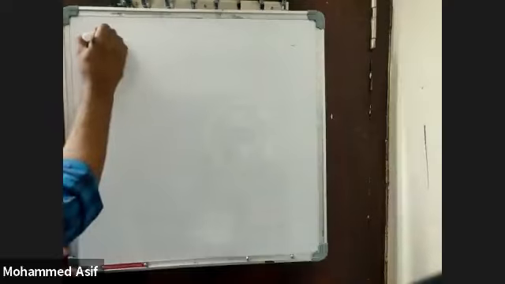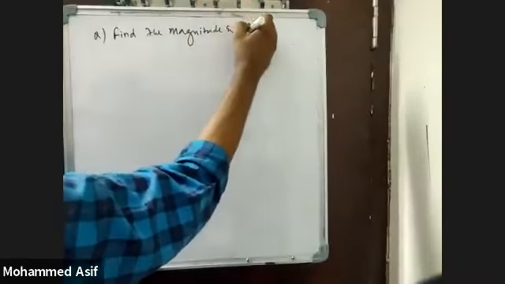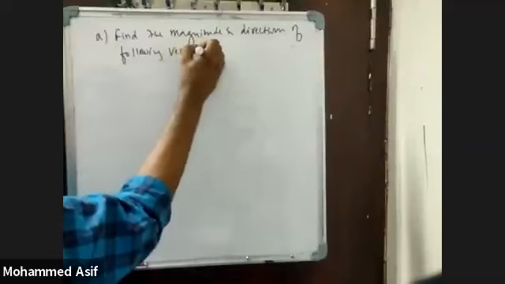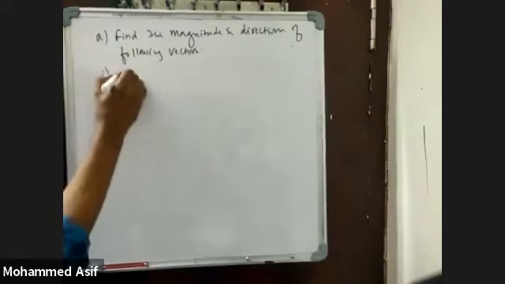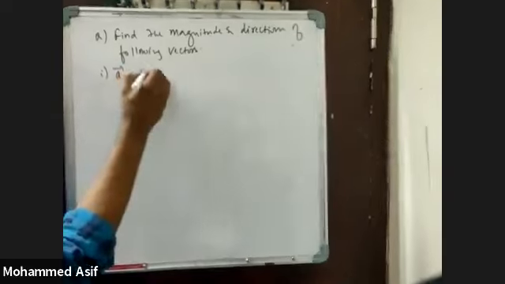Let us try to do some examples. We'll get clarity on how we are representing this. Take a question. Find the magnitude and direction of the following vectors. First question: A bar is equal to 3i cap plus 4j cap.